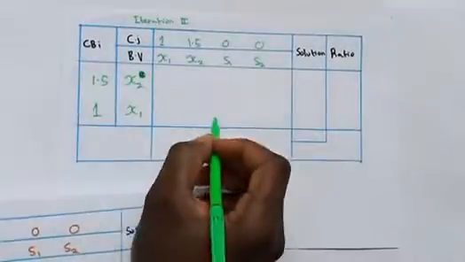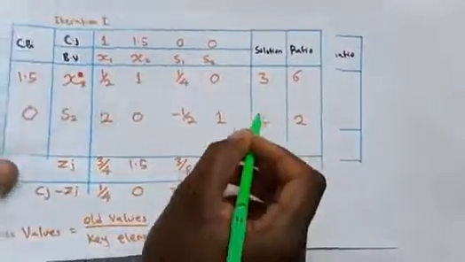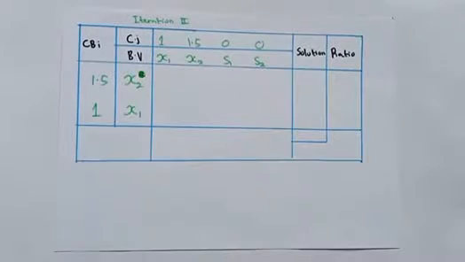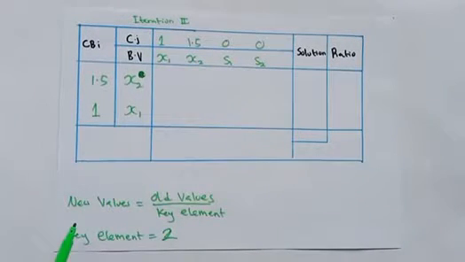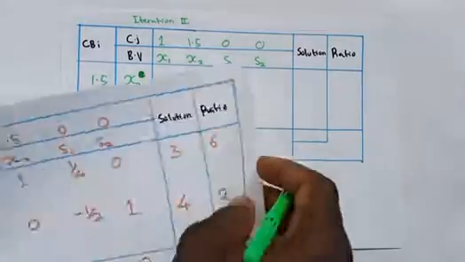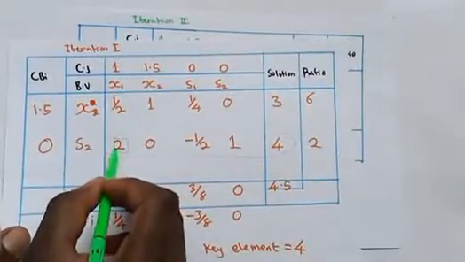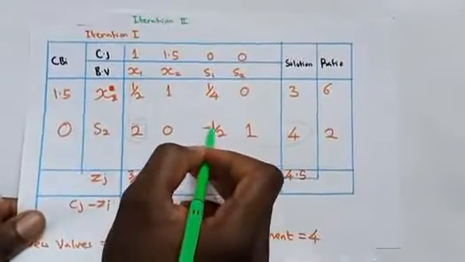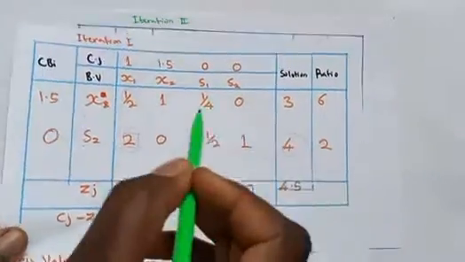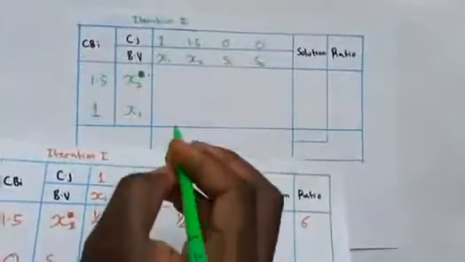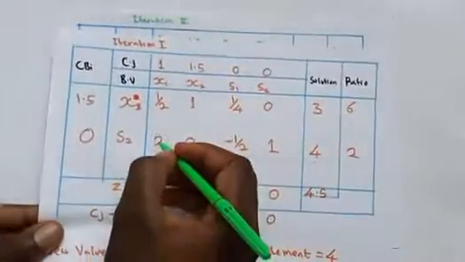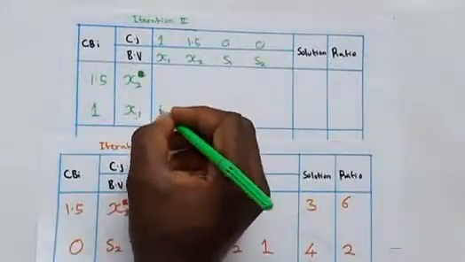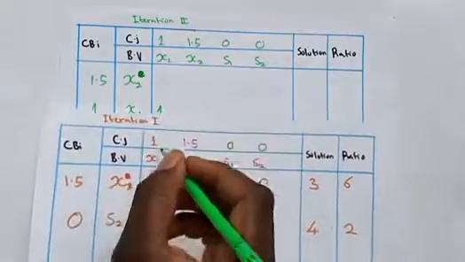To get the new values for this row, which is the key row, we now use this formula. New value is equal to old value divided by key element. And here, the key element is 2. So, old values, which are 2, 0, minus 1 over 2, 1, 4, divided by this key element. So, for this point, 2 divided by 2 gives us 1. So, the new value for this point is 1.